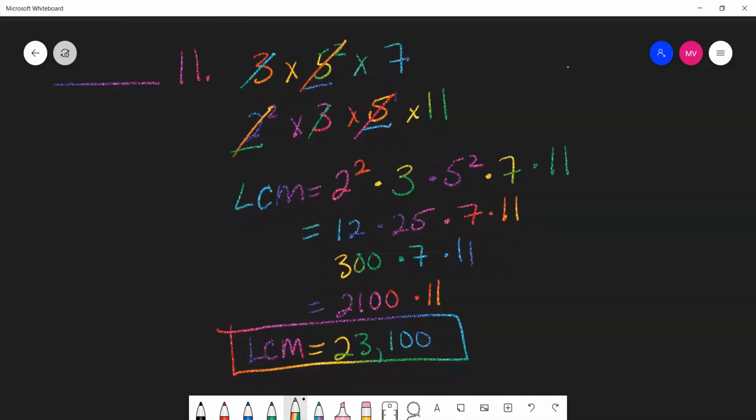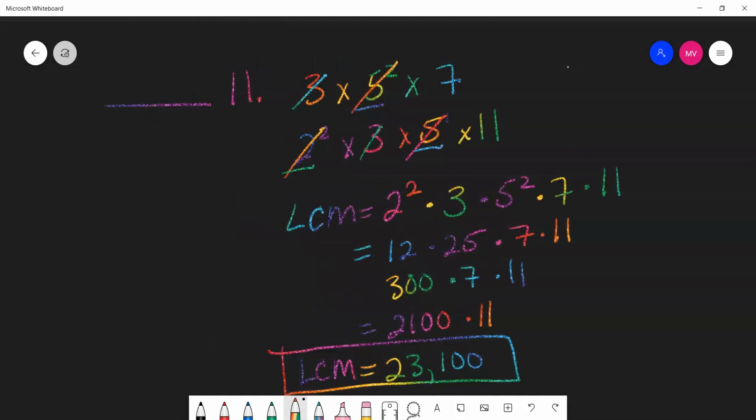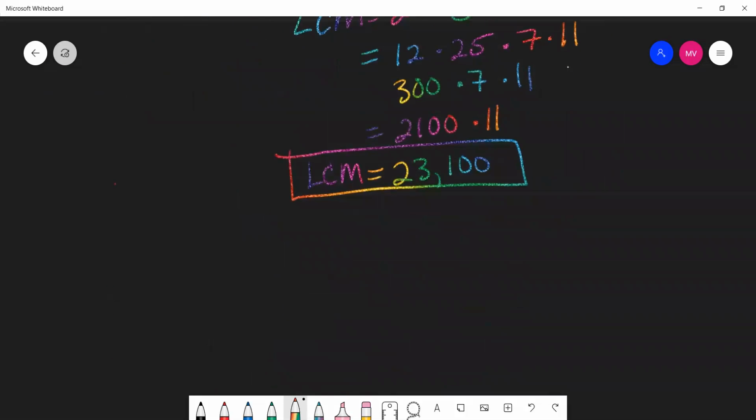That's why if you guys can at least determine the correct prime factors to use in calculating it, I am totally okay with using a calculator to add them all up. Because if you messed up the most important part, you're not going to get the right answer, whether you have a calculator or not. All right, so 23,100. Okay, so let's look at number 12.